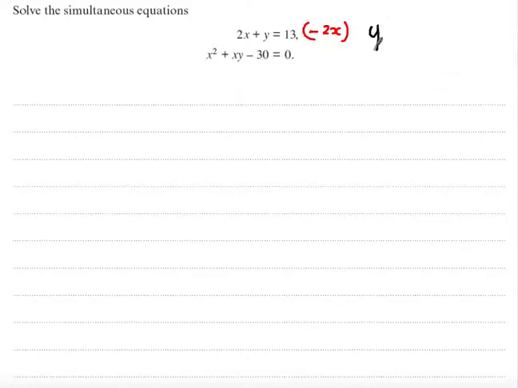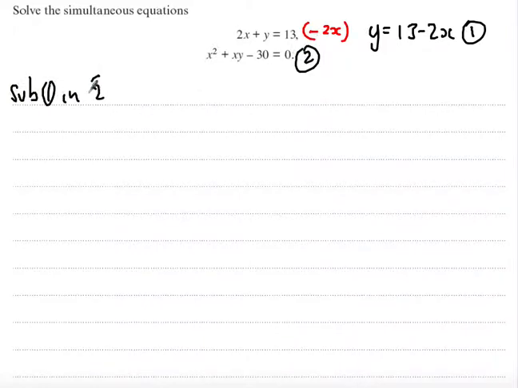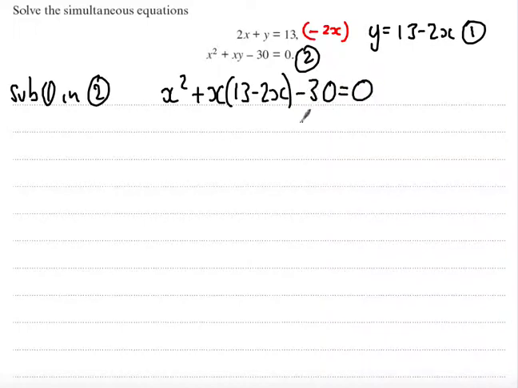So that I get y equals 13 minus 2x. So if I call that equation 1, I'm going to sub 1 in 2. So I'm going to replace all the y's with 13 minus 2x. So I get x squared plus x, instead of y, I get 13 minus 2x, minus 30 equals 0.